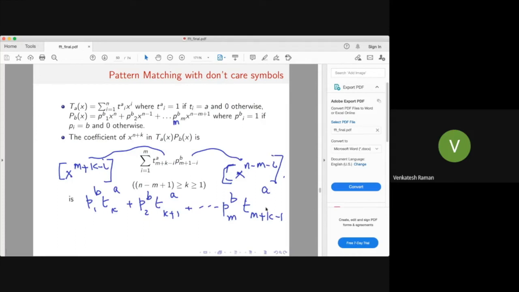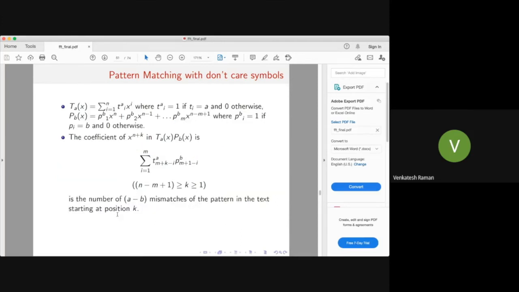Now, if you stare at this term, whenever the pattern is B and the text is B or question mark, this is 0. Because whenever the text is B or question mark, this term is 0. So whenever the pattern is B and the text is question mark or B, this is 0. Similarly, this is 0. So what that means is that this number counts the number of BA mismatches in the text starting at position k. Okay, so it counts the number of BA mismatches.